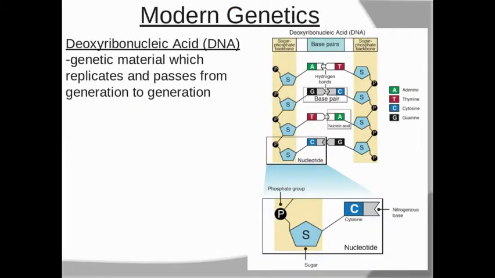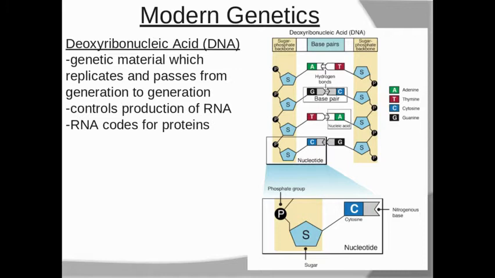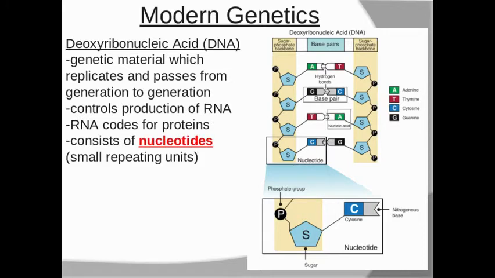So let's talk a little bit about DNA structures. DNA, or deoxyribonucleic acid, is the genetic material that is replicated and passed from generation to generation. We know that DNA's structure is important to be able to be copied. Now, it can be copied to make a new cell, or it can be copied in the form of RNA.